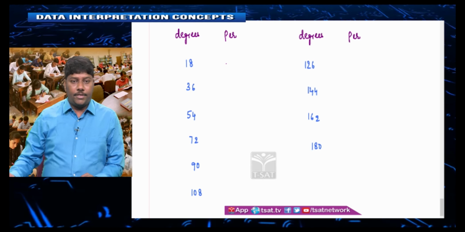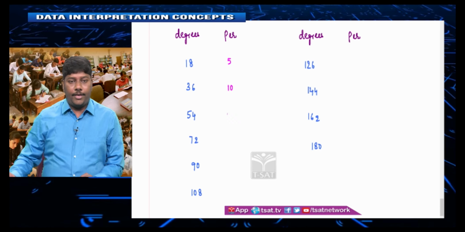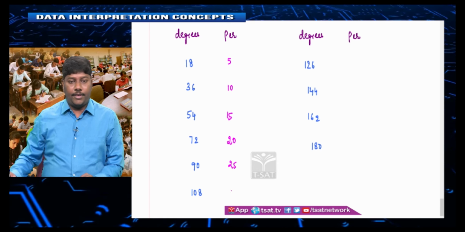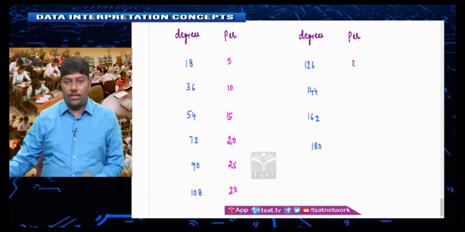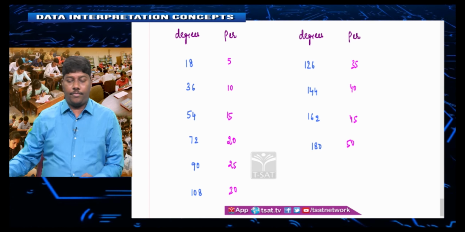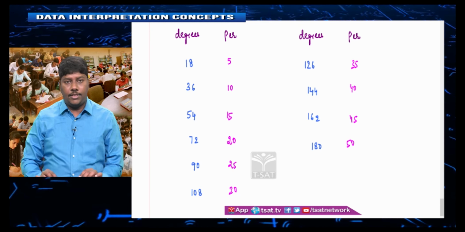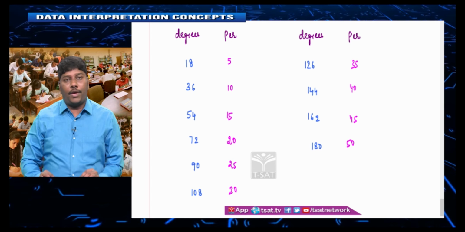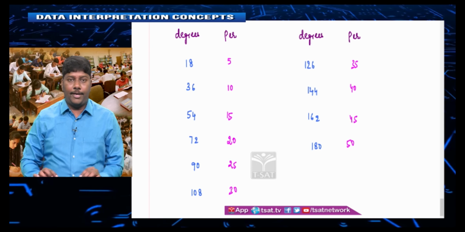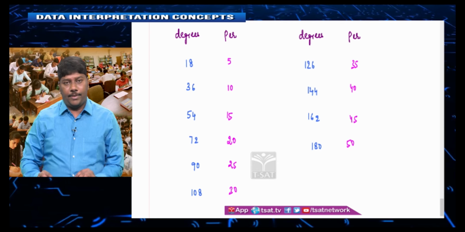Now, take percentage. It's 5. Take the multiples of 5: 5, 10, 15, 20, 25, 30, 35, 40, 45, 50. Now, the respective multiple of 5 you also take. Suppose I give you 72 degrees, in your mind 18 fours are 72, therefore 5 fours are 20%. So 72 degrees means 20%. If you know the 5 table and 18 table perfectly, you can do this. So 162 degrees, you can say 45%.